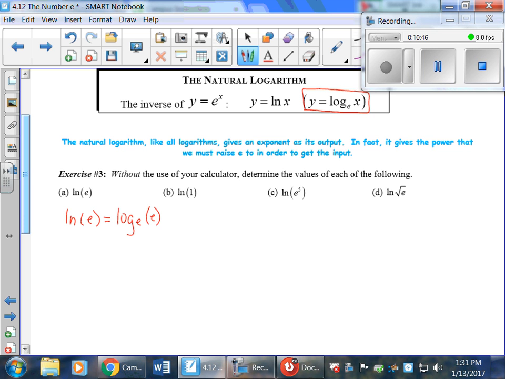So what does that mean? That means e to what power gives me e? So the natural log of e has to be 1.